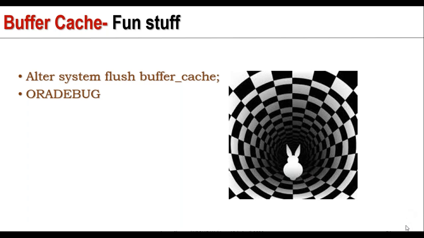Is there any parameter to control work area sets in the buffer cache? Not as far as I know. It is based upon the CPU count. It is not based upon any parameter as far as I know.